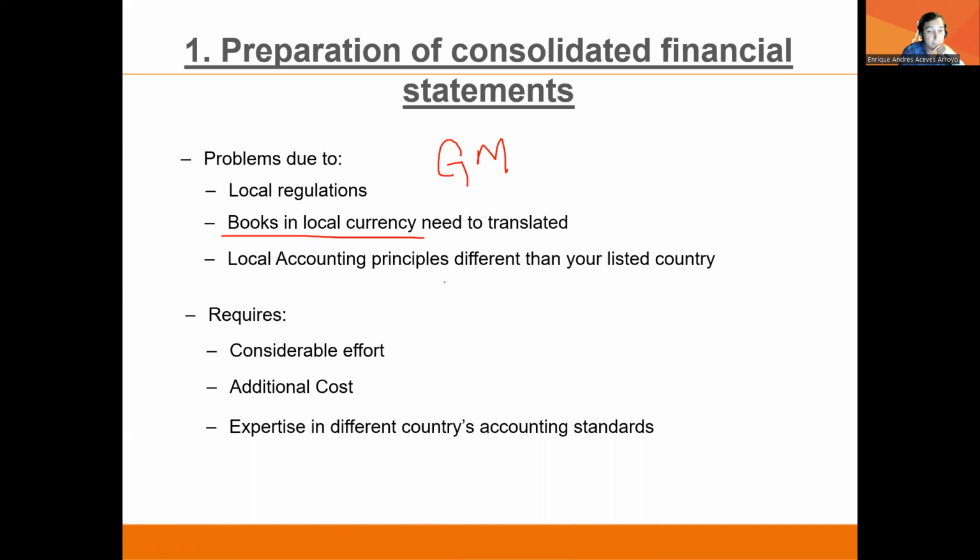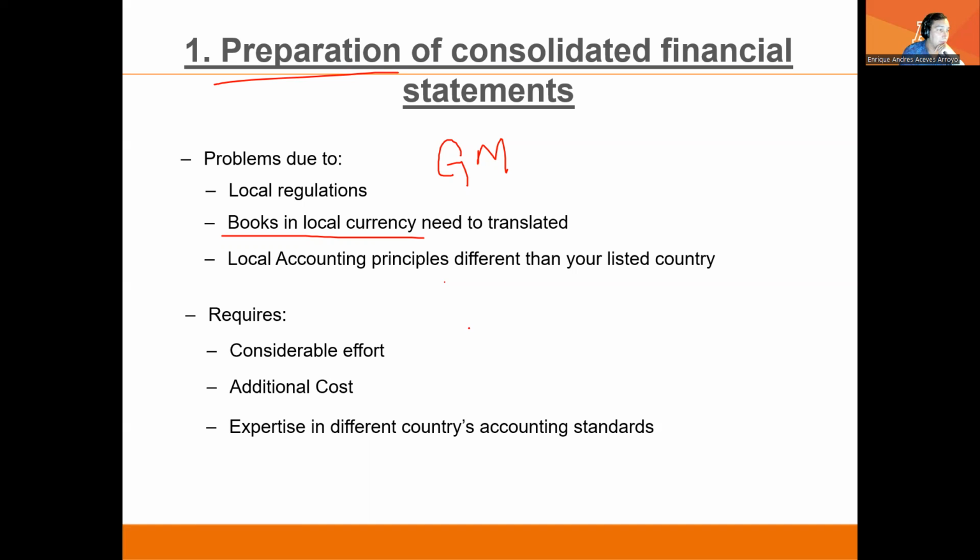But look at the silver lining from an accounting perspective. If you are an accounting or business related student, that's good news, because it's going to create more value for you and more and more jobs. So this is from the aspect of preparing consolidated statements, because you need to combine those financial statements.